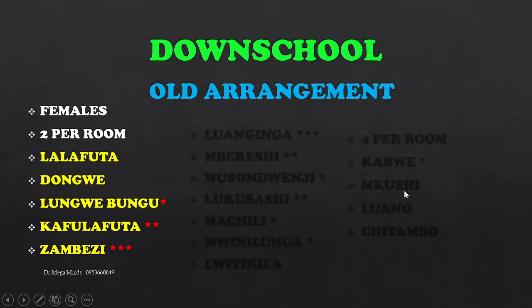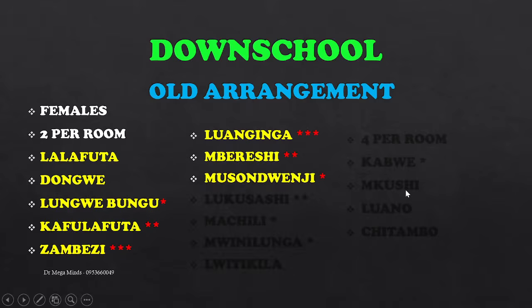So let's proceed. We have Rwanginga, we have Mbereshi and Mosondweshi. Rwanginga is number 1 tier, like Zambezi. So these two are the best hostels you can go for, females. Rwanginga is very neat, and I forgot to mention this one: Rwanginga, Zambezi, Kafulafuta, these are very small, but Lungwewungu is big.